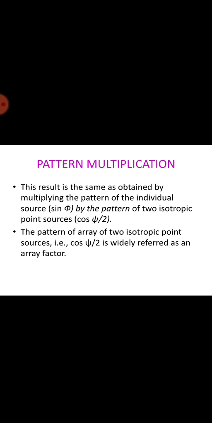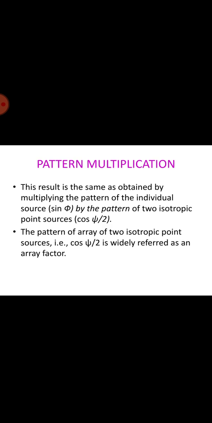This result is obtained by multiplying the pattern of the individual source, that is sin phi, by the pattern of two isotropic point sources, that is cos(psi/2). If the similar but unequal point sources have patterns, the total normalized pattern is given by E equal to sin phi into the square root of (1 plus a cos psi) the whole squared plus a squared into sin squared psi. Here again, the result is the same as that obtained by multiplying the pattern of the individual source by the pattern of the array of isotropic point sources.